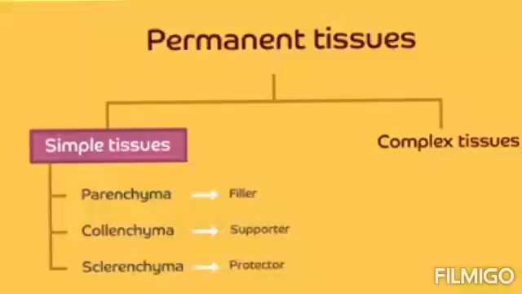The second one is permanent tissue. What is permanent tissue? As usual, from its name, this is permanent tissue. It is also of two types. The first one is simple permanent tissue and the second one is complex permanent tissue. There are three types of simple permanent tissue. As per its name, these tissues are simple. So we will discuss simple permanent tissue.